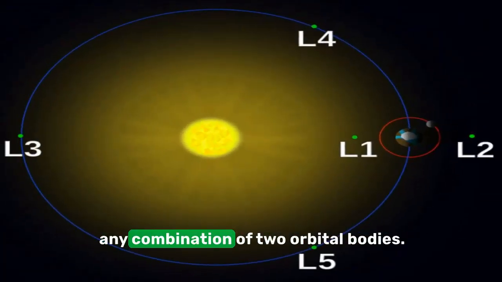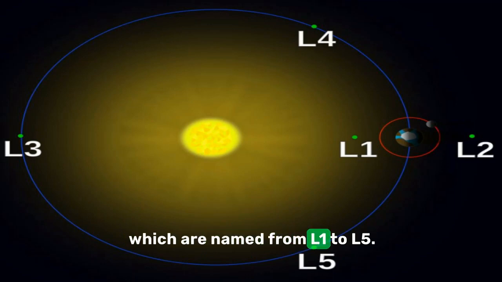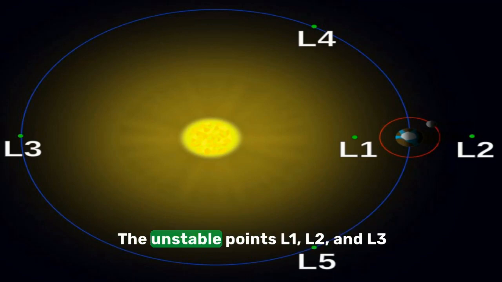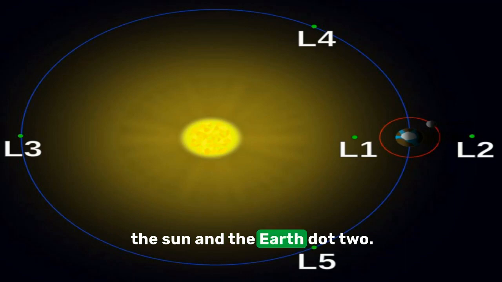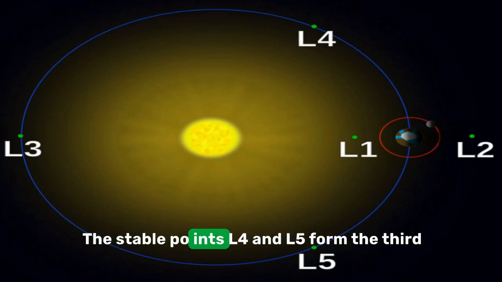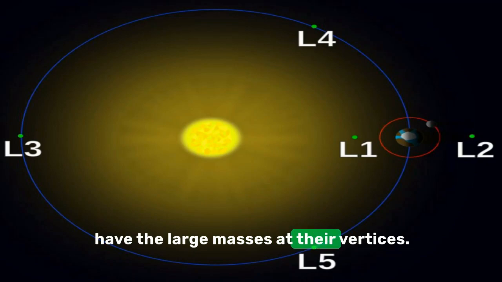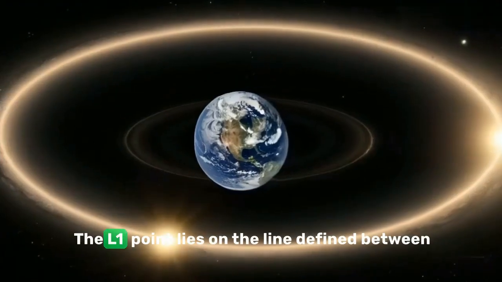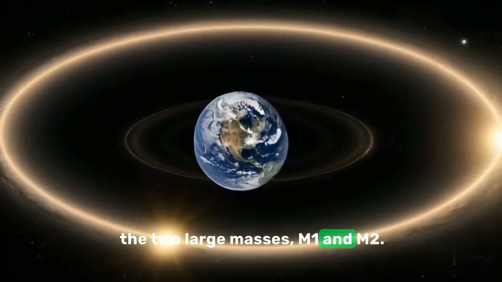For any combination of two orbital bodies, there are 5 such Lagrange points. In the Earth-Sun system, they are named L1 to L5. The unstable points L1, L2 and L3 lie on the line connecting the two masses, the Sun and the Earth. The stable points L4 and L5 form the third vertex of the two equilateral triangles that have the large masses at their vertices. The L1 point lies on the line defined between the two large masses M1 and M2.